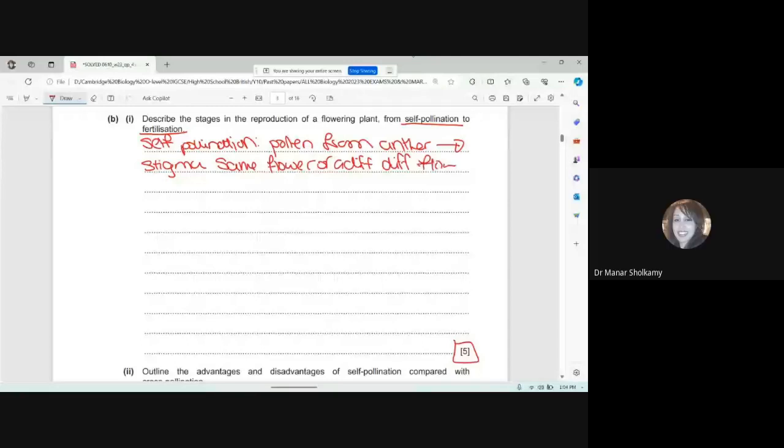Now this will give you a grade. Fine. So pollination happens. We will have the pollen transferred from the anther to the stigma, whether on the same flower or a different flower on the same plant. Now, after the pollen has been transferred and it falls on the stigma, what happens to this pollen?